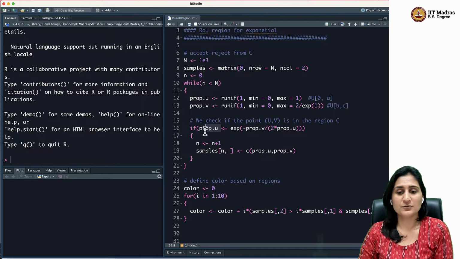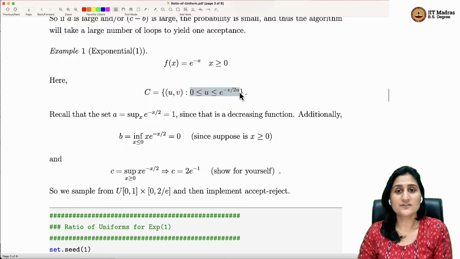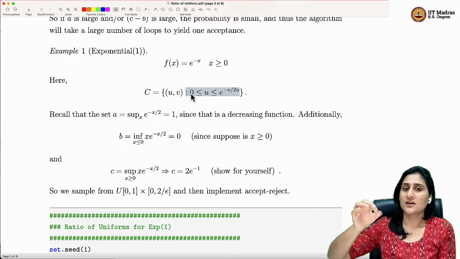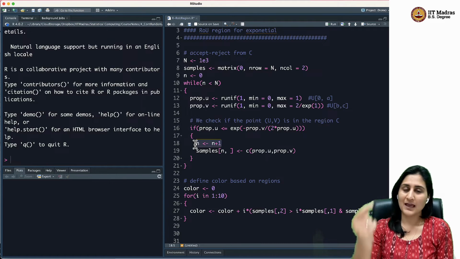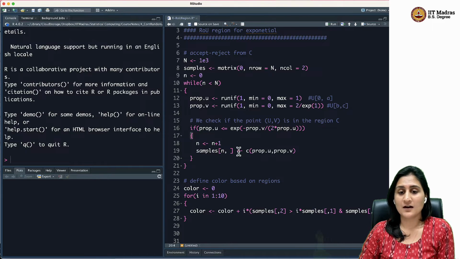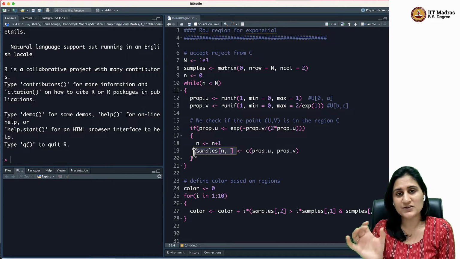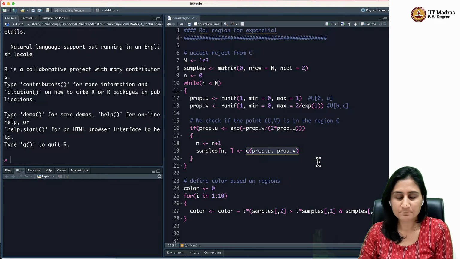So if prop.u is less than or equal to e to the power minus prop.v times 2 prop.u, this is us just checking whether u and v together satisfy this condition. If they do, then we have a draw from C. So n is equal to n plus 1, indicating we have indeed gotten one observation from C. And we save that prop.u comma prop.v in the nth row of the matrix samples, as the entries in that row.